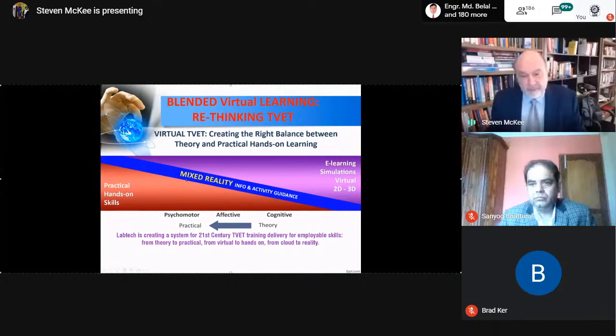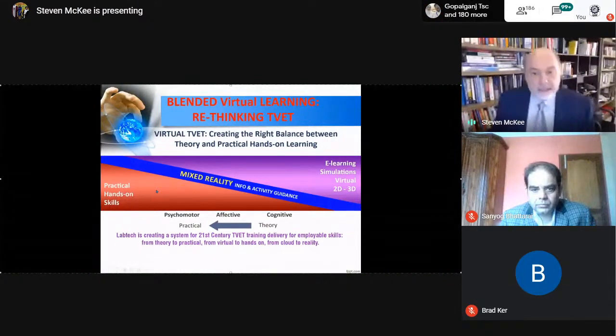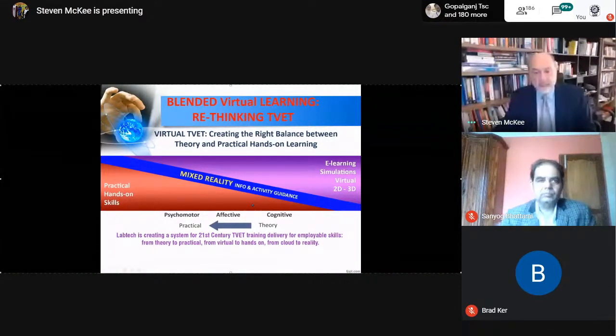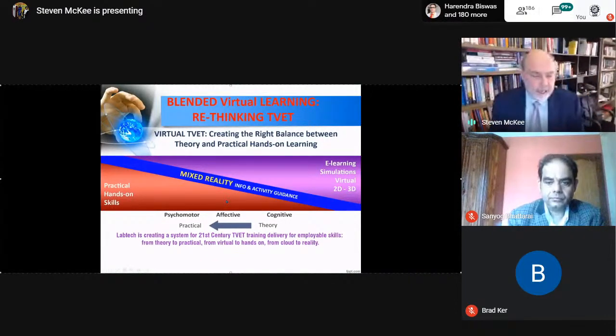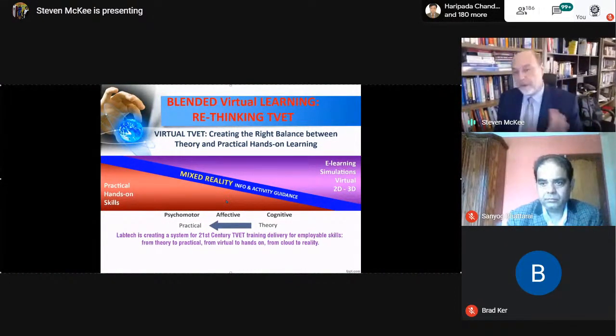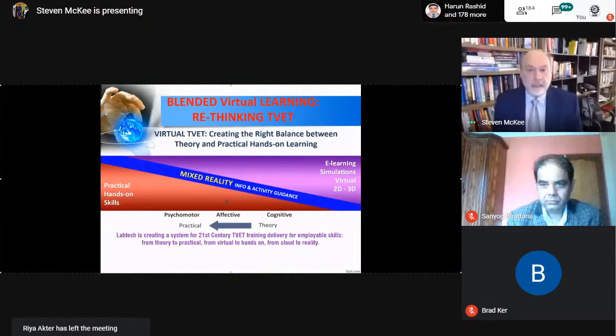We also have in the middle what we call mixed reality. This is where we blend the technology and bring it into the laboratory. And this is kind of the advanced stage from this point on. So this is a very interesting chart. I had a discussion with the chief education architect from Intel a couple of years ago. We've been working on this virtual TVET program for over 5 years. This is not a new thing that we've been doing, but now it's a very hot topic.